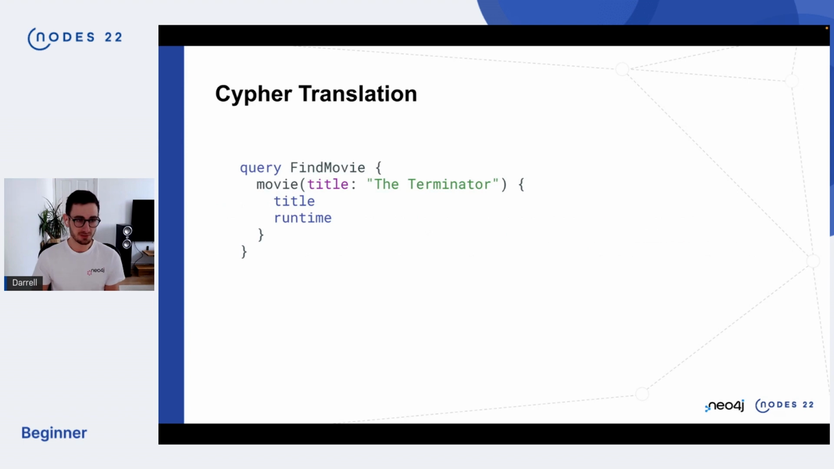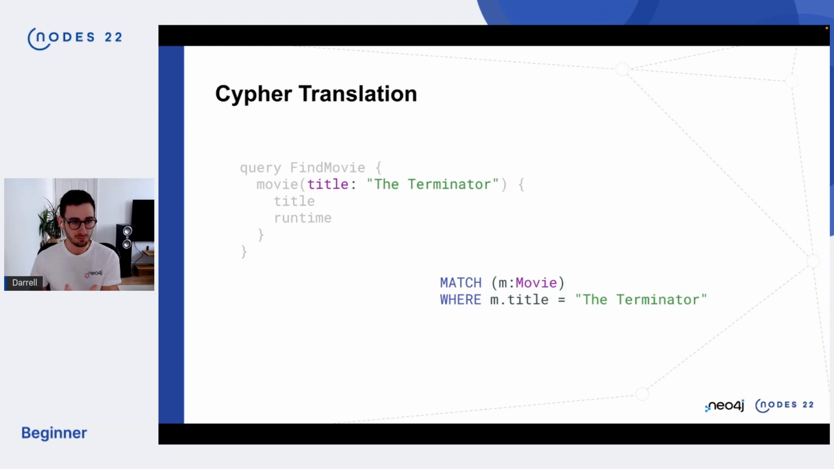And the Cypher translation just hooks up perfectly into GraphQL. So you can see here that the movie field translates into a MATCH clause in Cypher. The arguments go perfectly into a filter, WHERE m.title is the terminator, and the selection set will only ever select exactly what you've asked for in GraphQL. It will never return the entire node. So it's about as performant as it can be in terms of the data that would be brought back from the database.